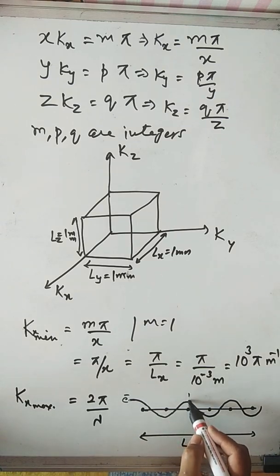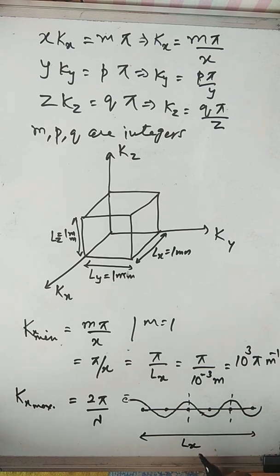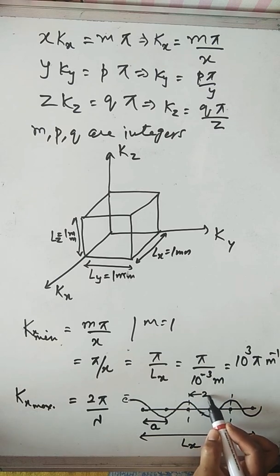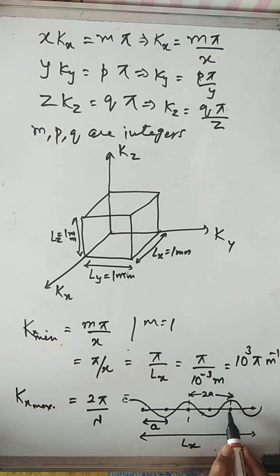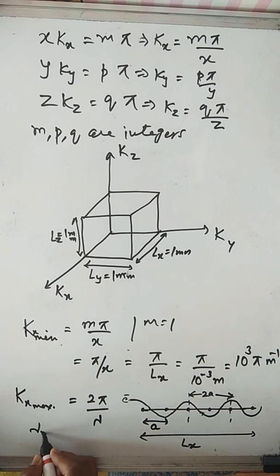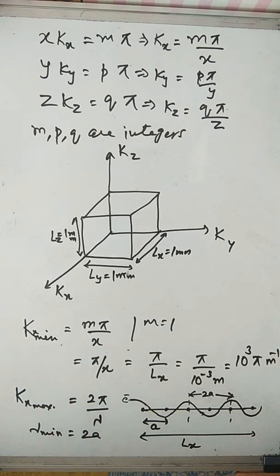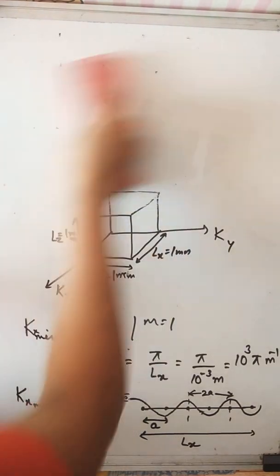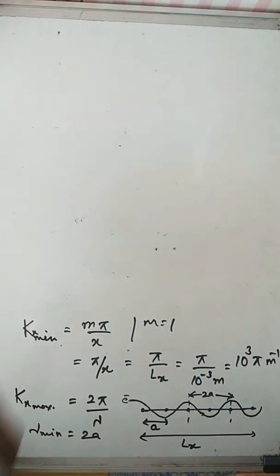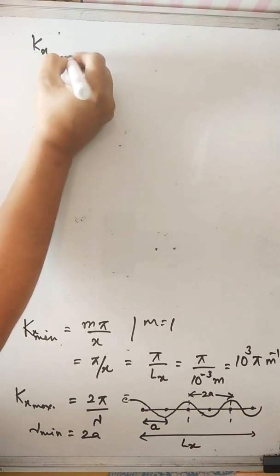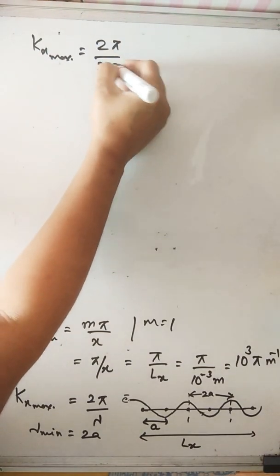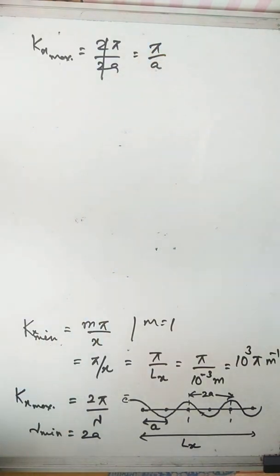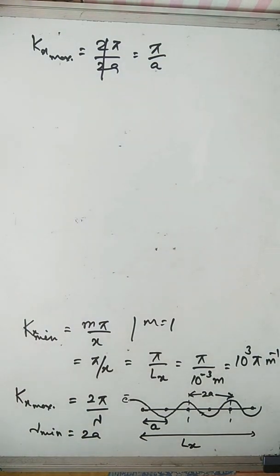So in this case, what is the wavelength? Wavelength is the distance between two crests. If the interatomic distance is a, then the wavelength from here to here is 2a, because this is a and this is a. So for the smallest wavelength, lambda minimum, we get 2a. Putting this value, we can find that kx maximum equals 2 pi by 2a, and this cancels out to give pi by a. This is the maximum value we can get in the kx direction.